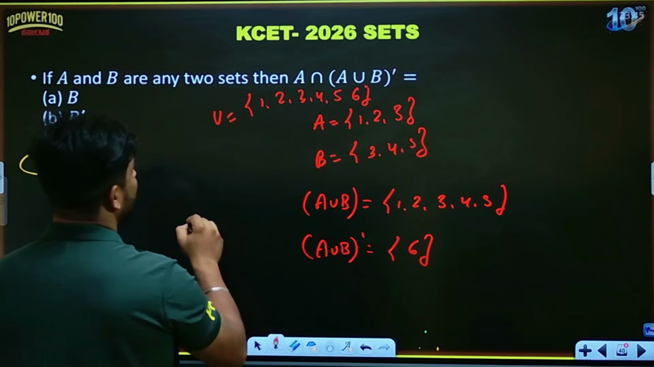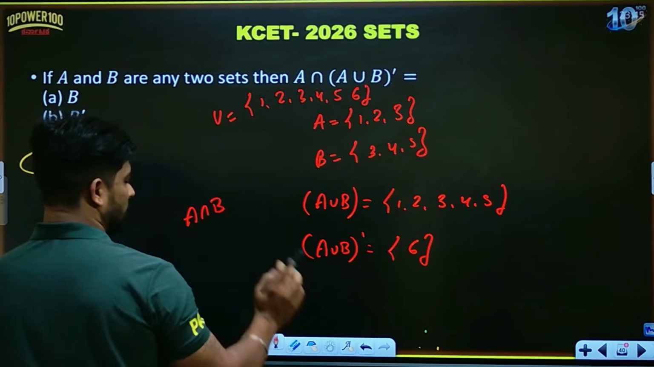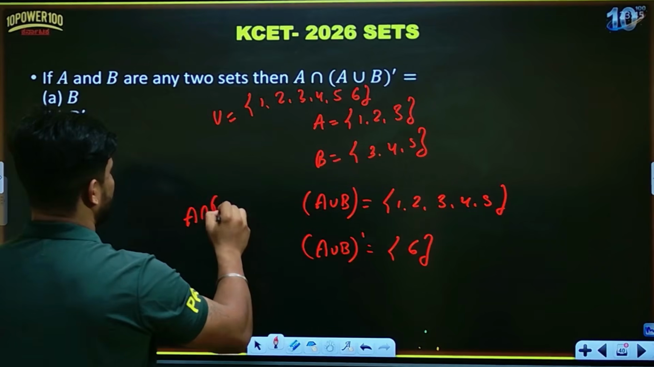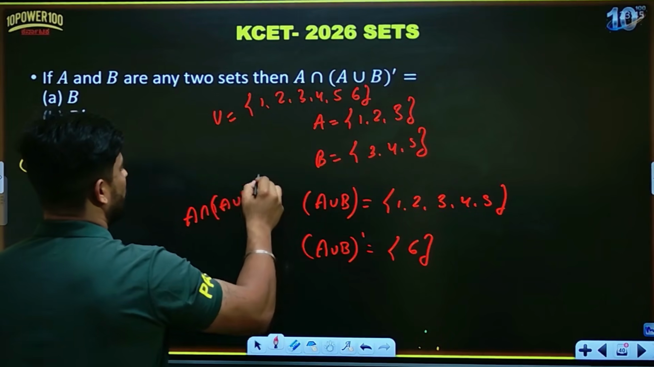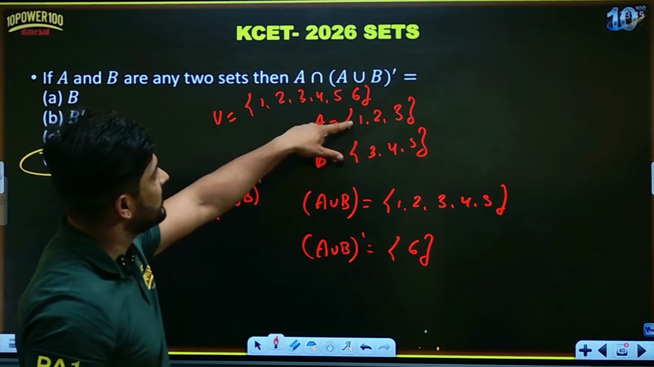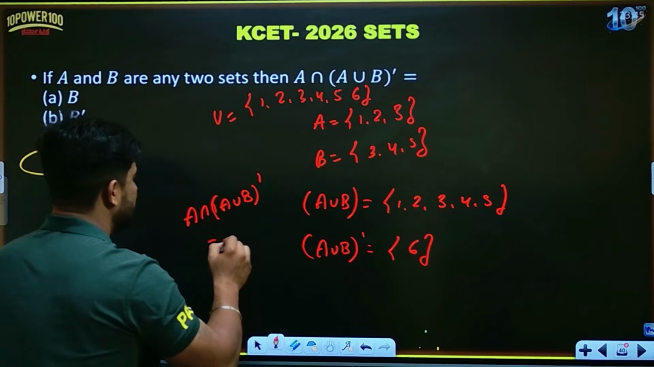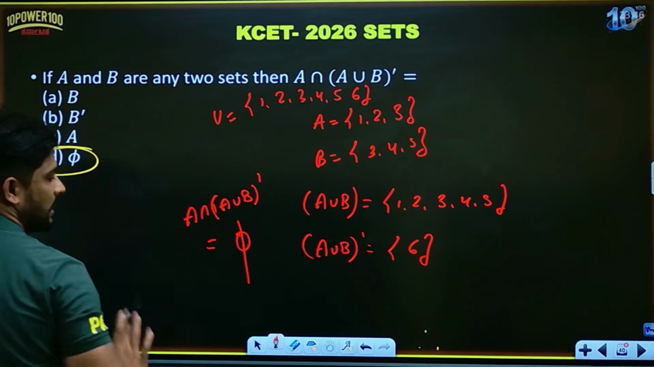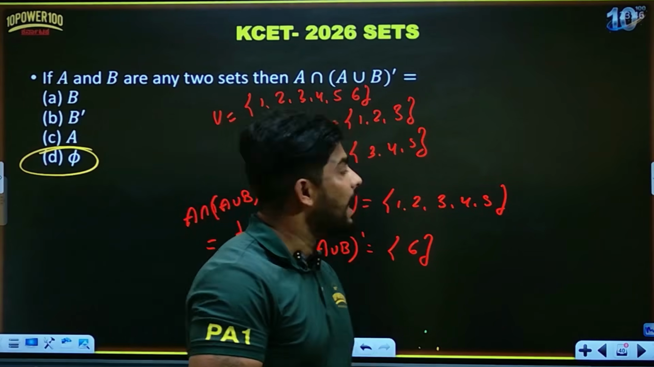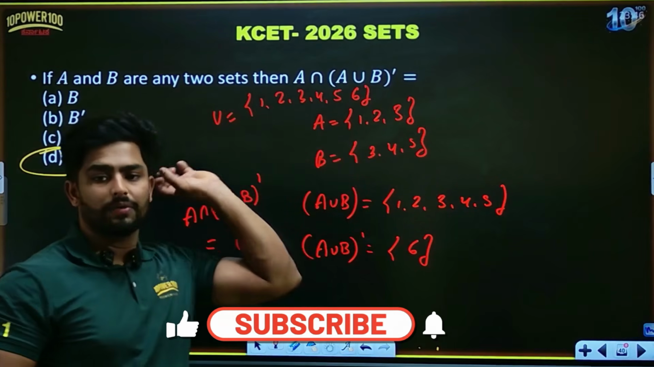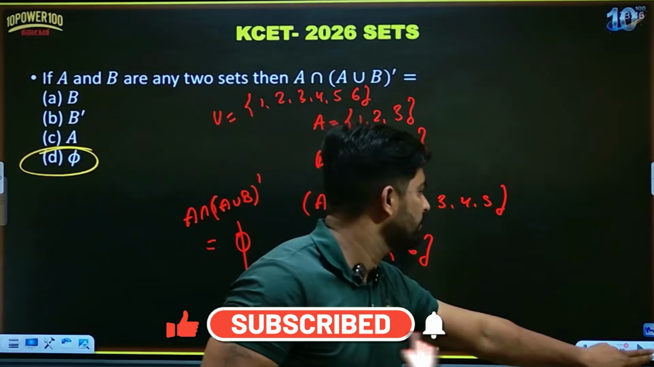Now they're asking A intersection (A union B) dash. What is common between this and this set? There is nothing. That means it's the null set. So null set is the answer. Remember, we can solve this using the Venn diagram also. This is simple, so just go with this itself.